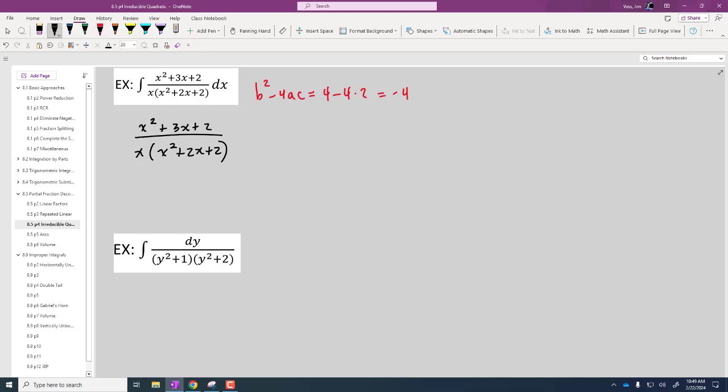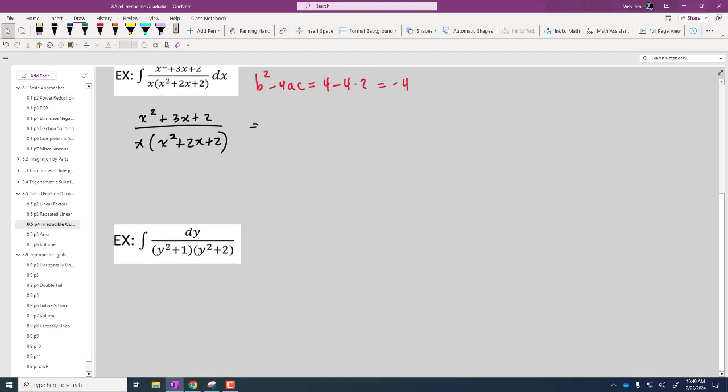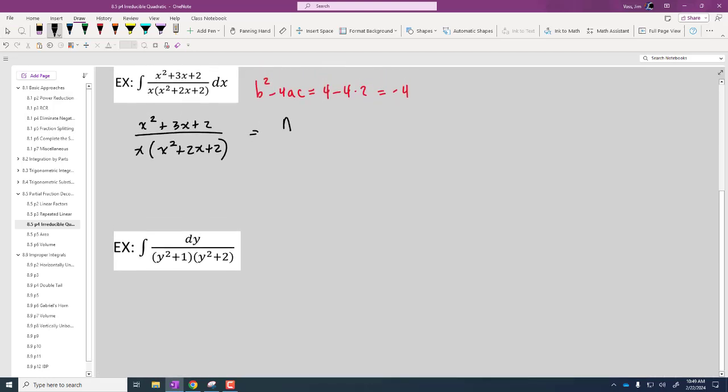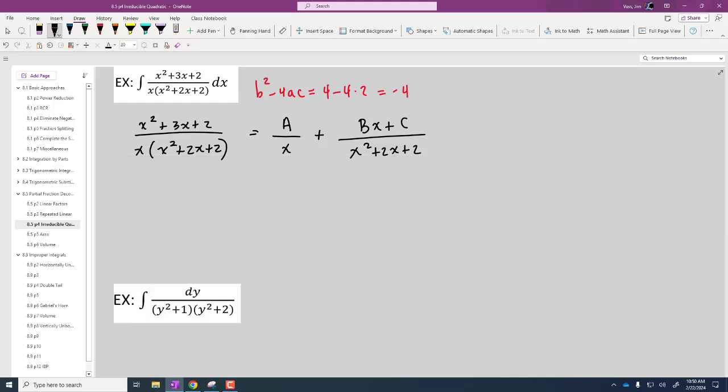Okay, so this tells us that we do have one linear factor and one irreducible quadratic factor. So there's our linear factor. A divided by x will be the fraction associated with that linear factor. And then for the irreducible quadratic, we're going to have bx plus c over that irreducible quadratic factor. So that is the setup.